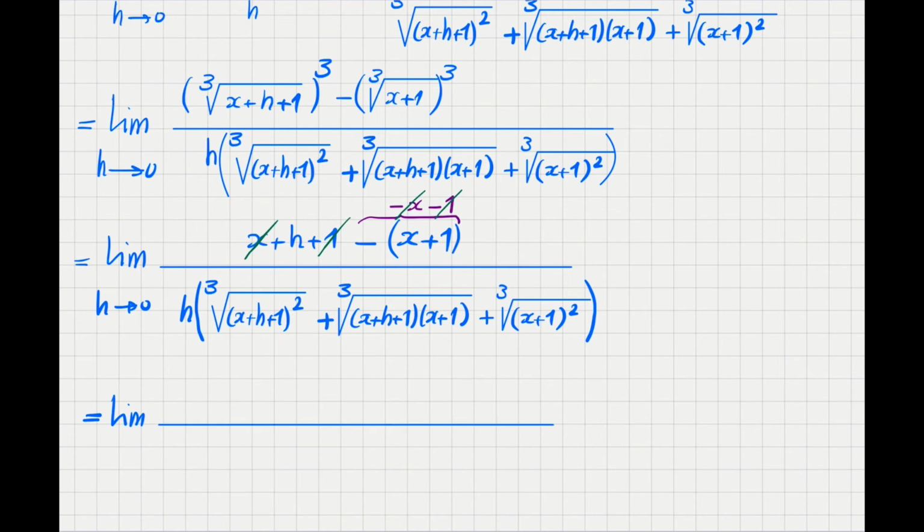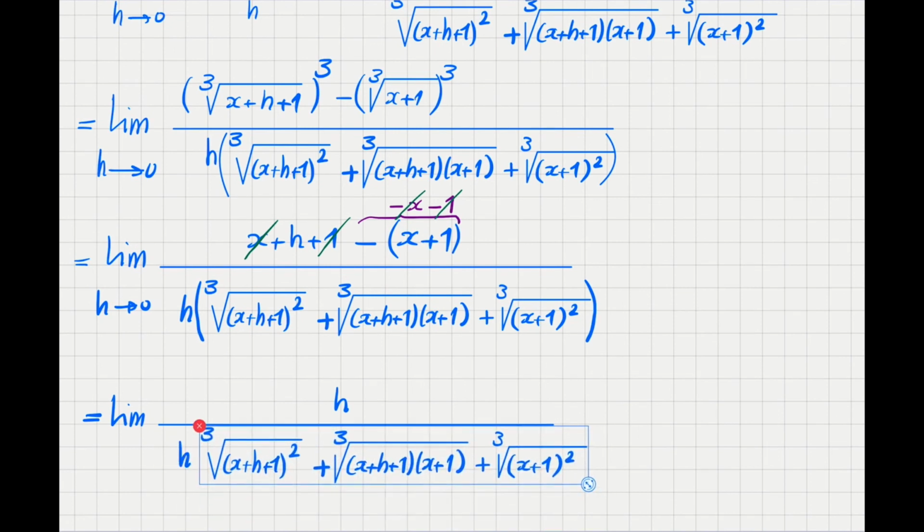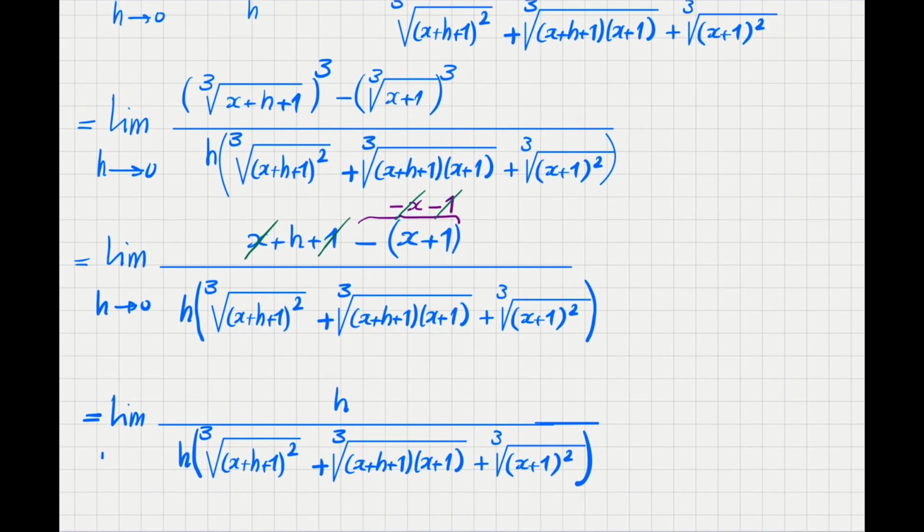And then h times that expression in the denominator. Let me make it a little bit bigger. Okay. And then h goes to 0. And then the next step is that I can cancel this h with that h. The h in the denominator is also a factor because it has been multiplied to this big expression. And then what is left in the numerator is just simply 1. And of course this h when cancelled is 1.